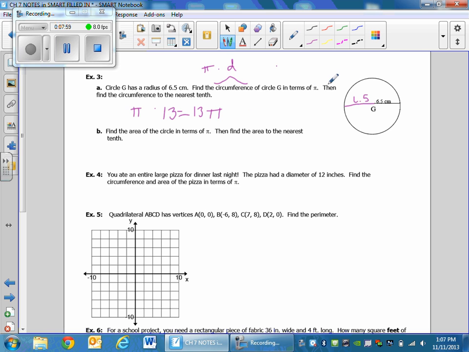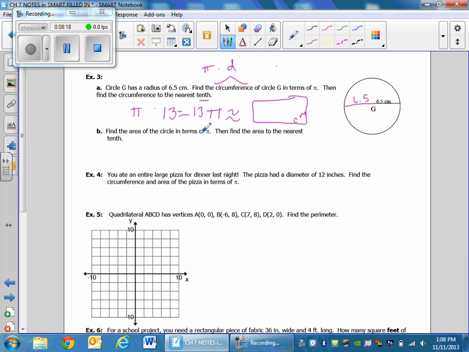And then it says, then find it to the nearest tenth. Well, if you do 13 times 3.14, find that answer, and then round it to the nearest tenth. So you should have another answer here, and then make sure you put it in centimeters.